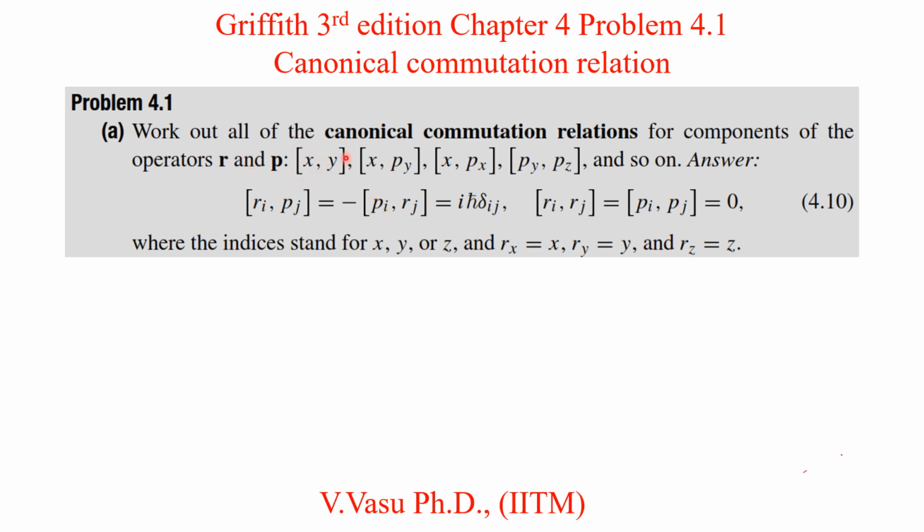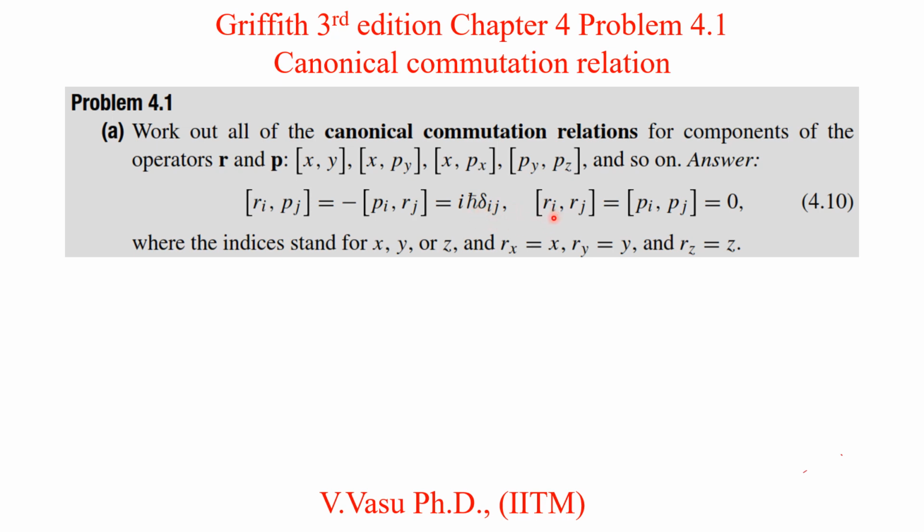So the commutation relation of x with y, x with py, x with px, py with pz, and so on. And the answer is the commutator between the ith component of R, that is Ri, which is x, y, z here, and Pj, that is Px, Py, Pz, which is equal to minus the commutator of Pj with Ri, which is equal to i h-bar delta ij. This is the Kronecker delta, you know it very well.